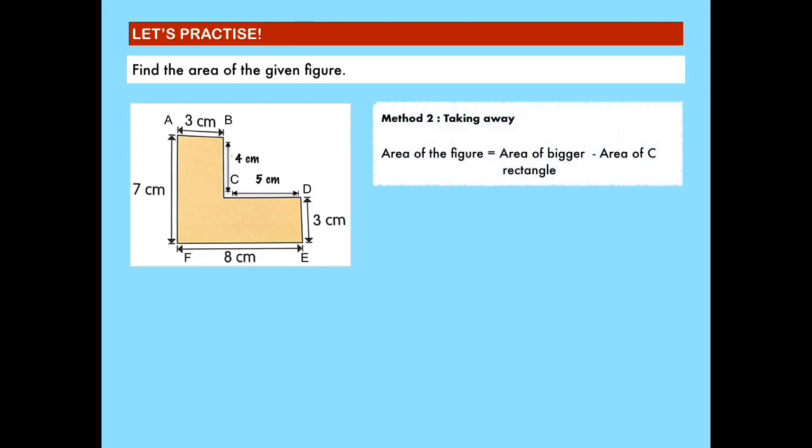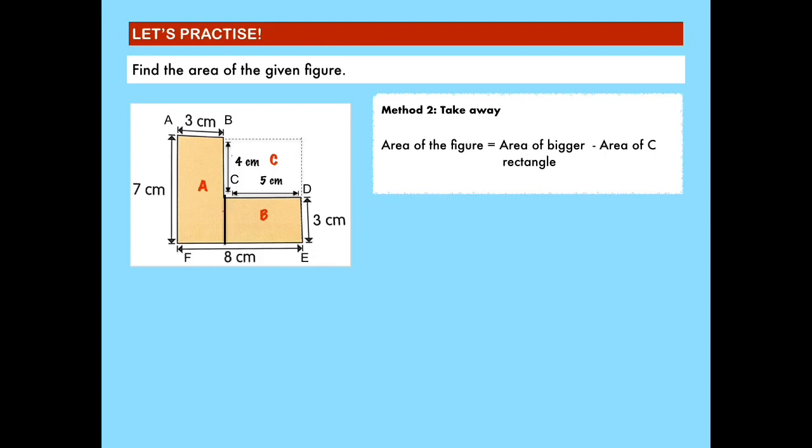Now, let's try to use method 2, the taking away strategy. In this method, we are going to complete the figure into a bigger rectangle. The bigger rectangle is composed of rectangle A, B, and C. To get the area of the figure, we simply subtract the area of rectangle C from the area of the bigger rectangle.